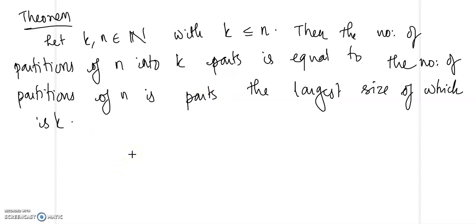Here we prove this result by forming a bijection between the conjugate partitions. For that we will use the Ferrers diagram. The Ferrers diagram will establish the bijection, and that will give the proof for this result. So let us look at the proof.